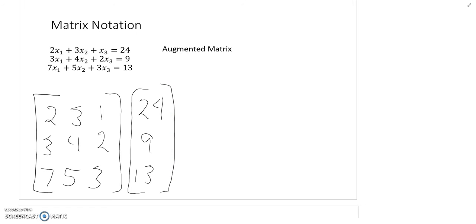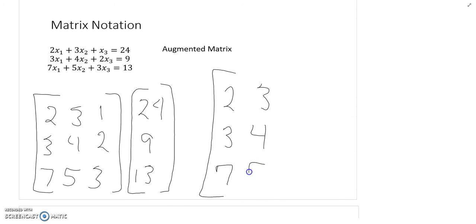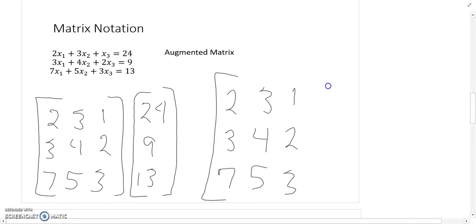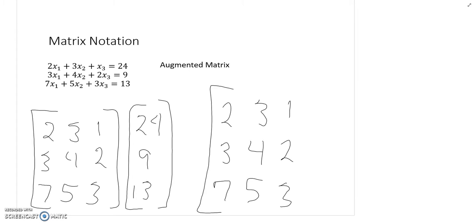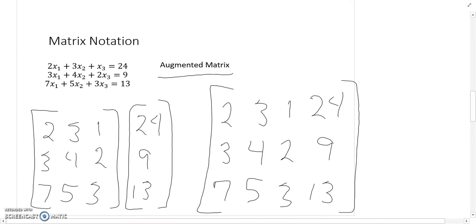So to get it to the form that we need to solve the system of linear equations, we're going to put it into this form. We have a 2, a 3, and a 7, a 3, a 4, and a 5, a 1, 2, and a 3. And in this last column, we're going to put 24, 9, and 13. So that is our augmented matrix.